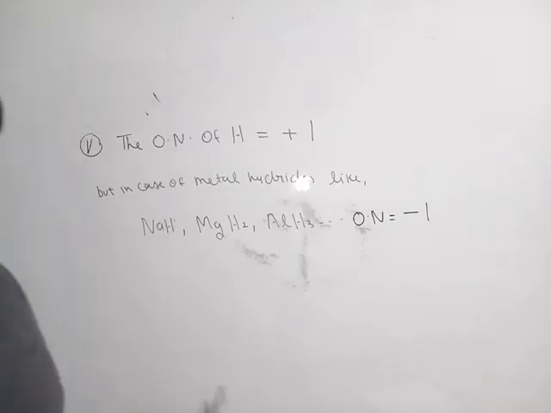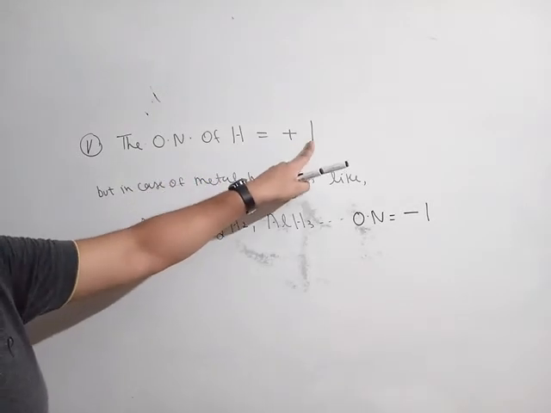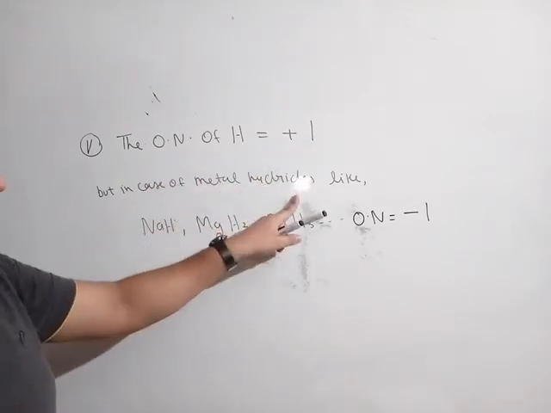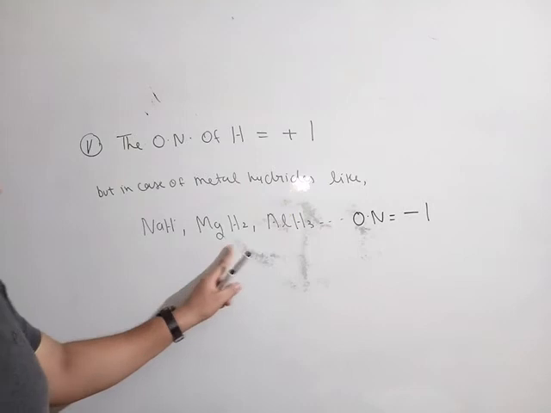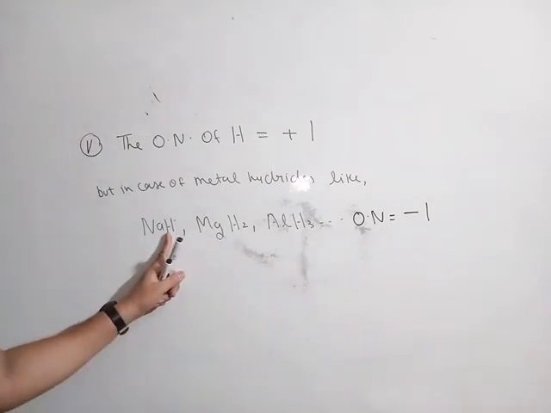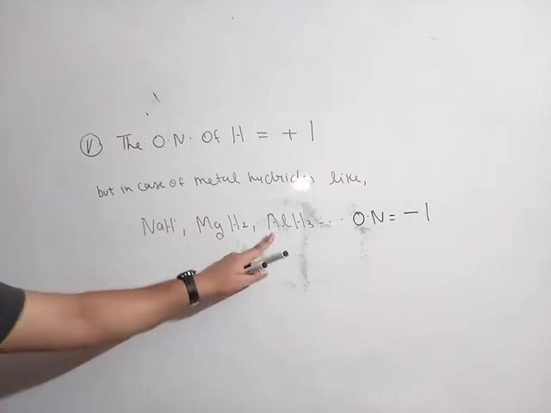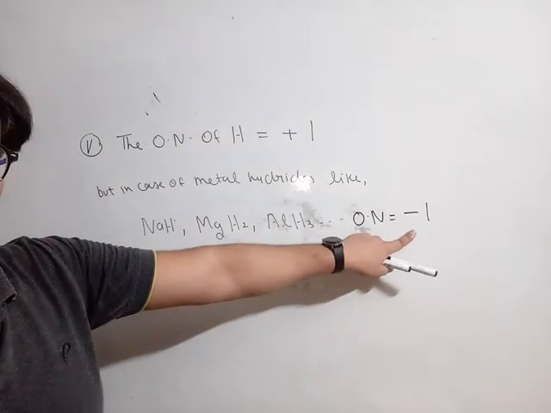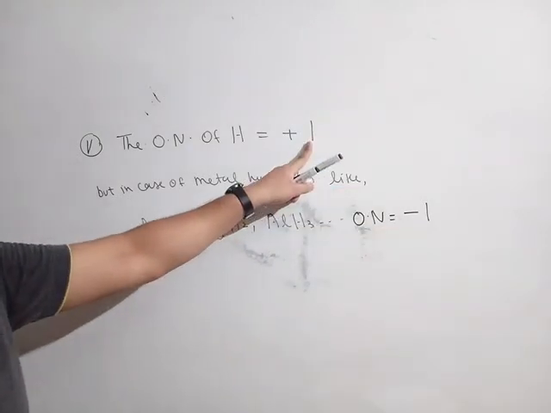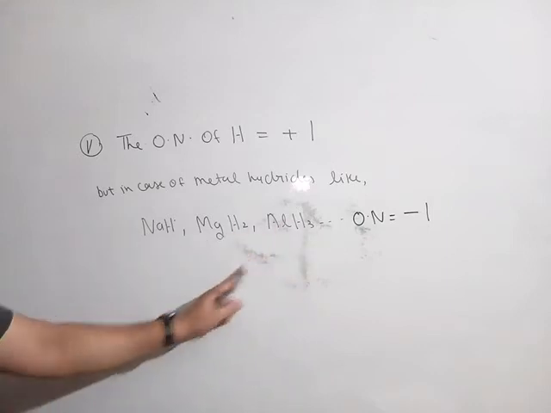Next, the oxidation number of hydrogen you always take as +1, but just in the case of metal hydrides, like NaH, magnesium hydride, aluminum hydride, you have to take the value -1. In a metal hydride, the metal will lose the electron, so who has to gain the electron? Hydrogen. So in that case the oxidation number of hydrogen will be -1, but in all other cases you take +1, and in these 3-4 cases you take -1.